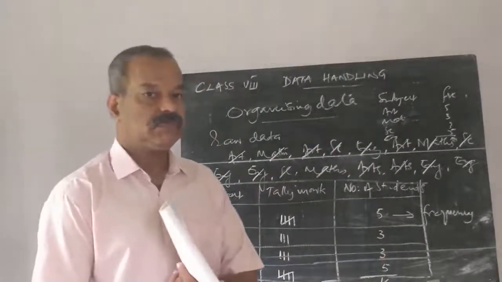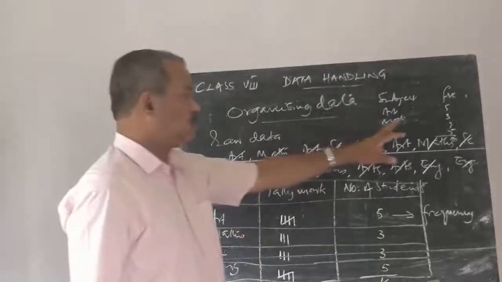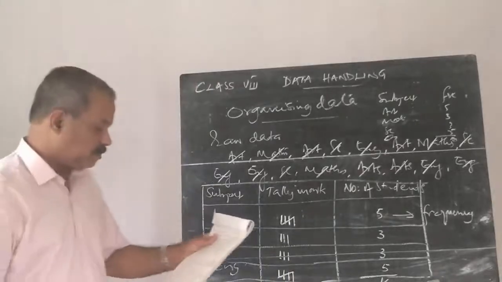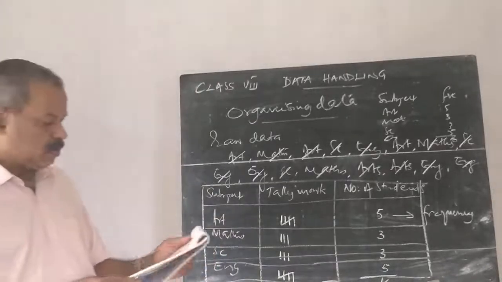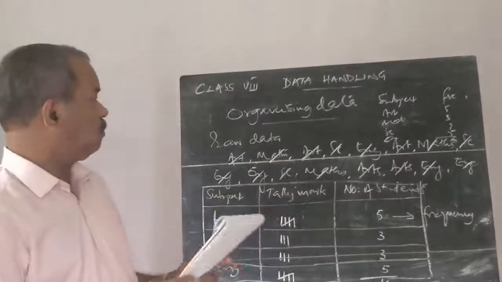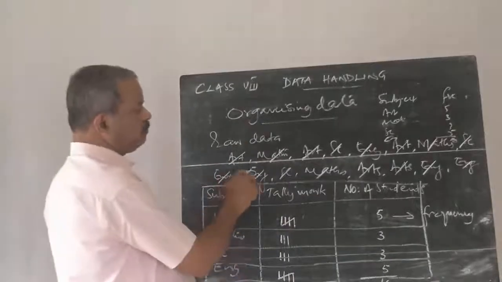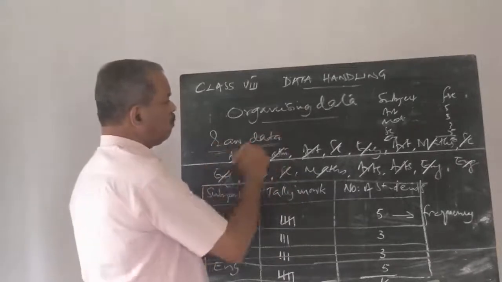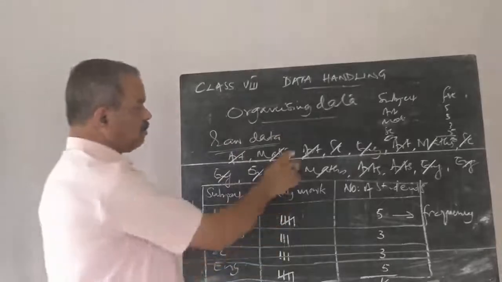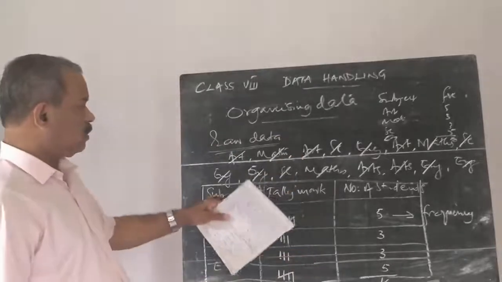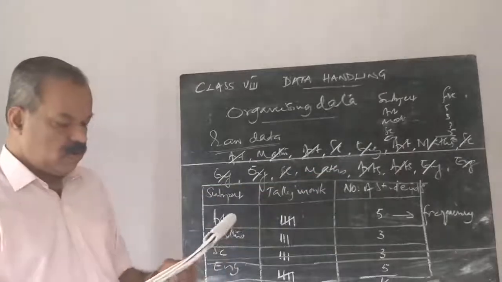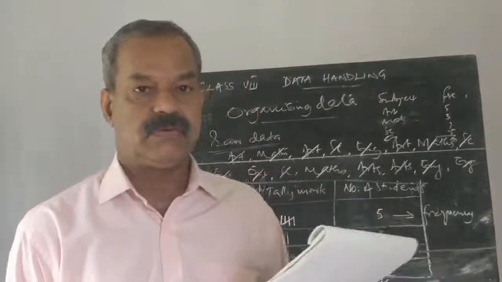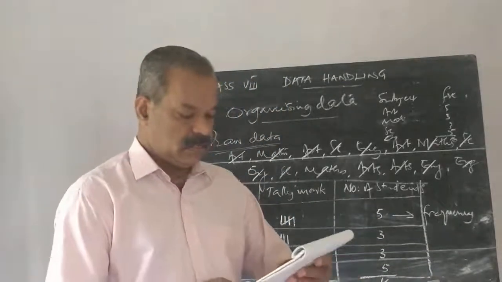The grouped data. This is only regarding the statements. So we can do this in this manner. The data given without grouping is the ungrouped data or raw data. Ungrouped form is called raw data. Raw data can be grouped in this manner: subject, tally mark, number of students. Now, try these questions of page 72.